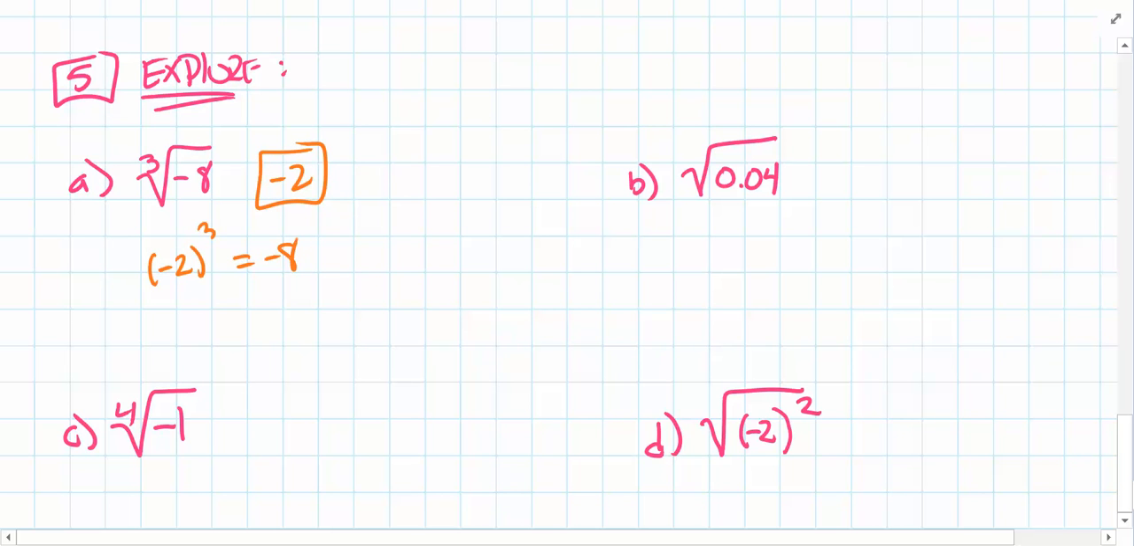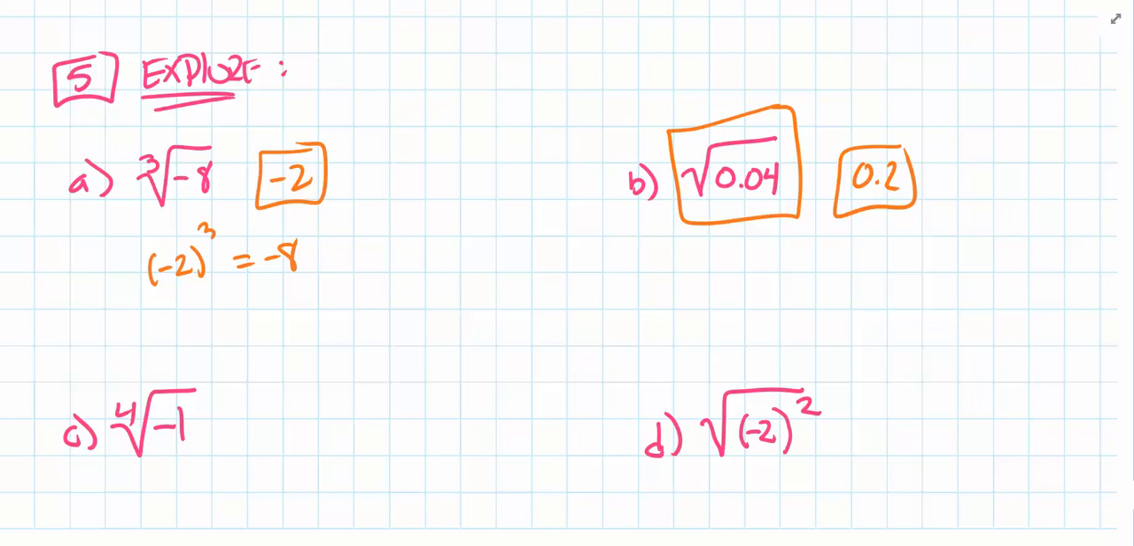0.2. Yeah, this is 0.2. Okay. Now it's not plus or minus 0.2 because this number represents the positive root. This is the positive root of 0.04. So the only answer is 0.2. Okay? Because there's no negative sign in front of that. This represents that number. The square root of 0.04 is 0.2. That's what that represents.